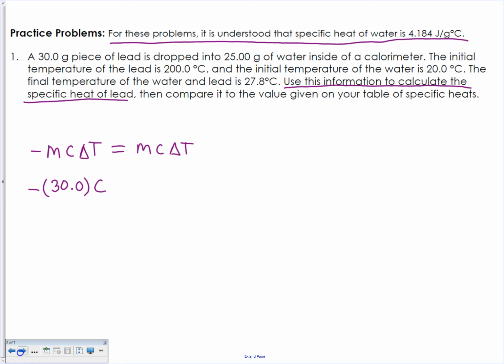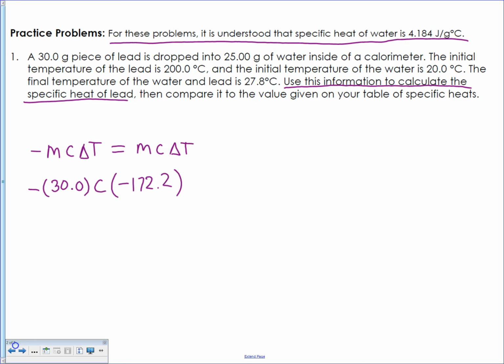C is what we're looking for. Delta T goes from 200.0 degrees Celsius down to 27.8 degrees Celsius. Notice here it's out to the 10th place, and the temperature is going down, so that's negative 172.2.